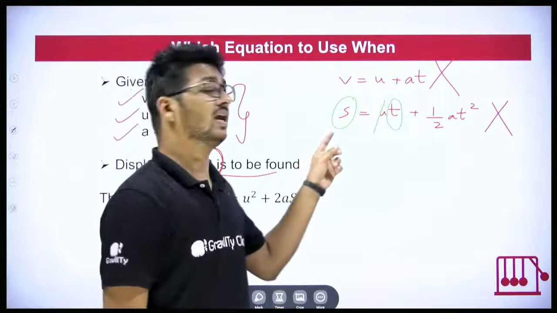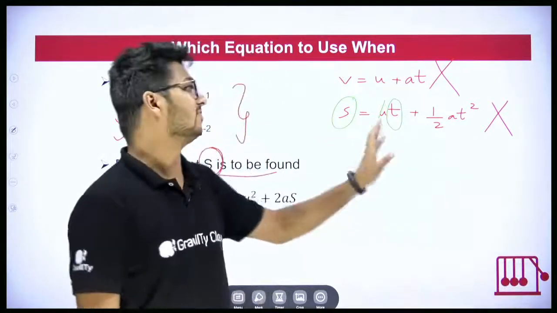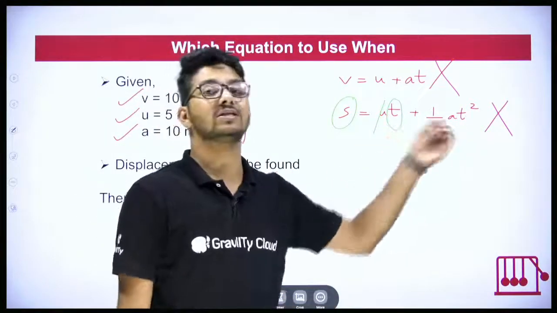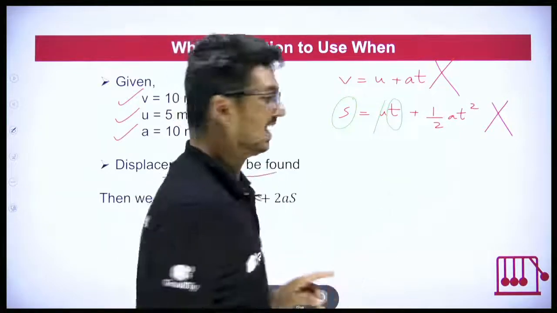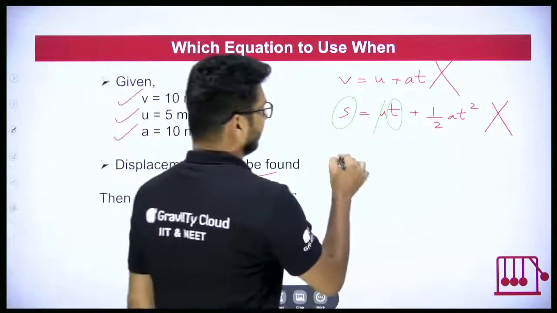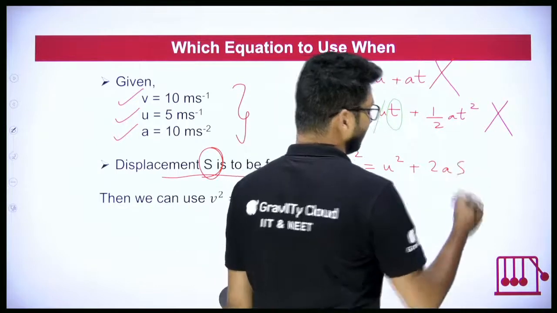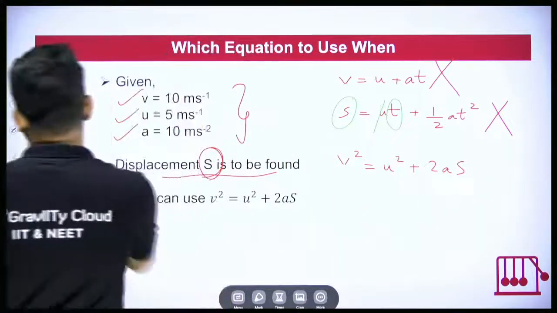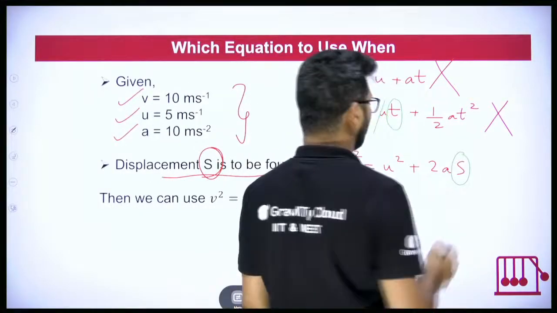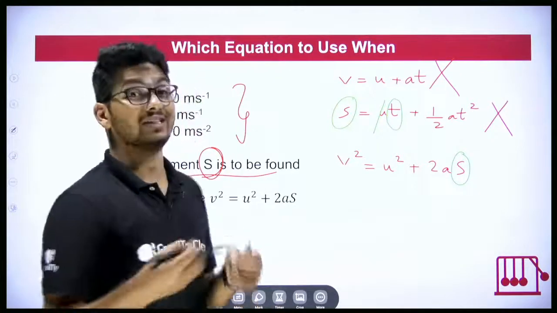If you want to find out S, except for S, you have to know everything else. If time is given, you can use this equation, but time is not given. So we cannot use this equation directly. Then what about the other equation? The other equation is V square is equal to U square plus 2AS. Can I use this? Let me verify. What we have to find out? S. Do you know S? We don't. But apart from S, do we have everything else?